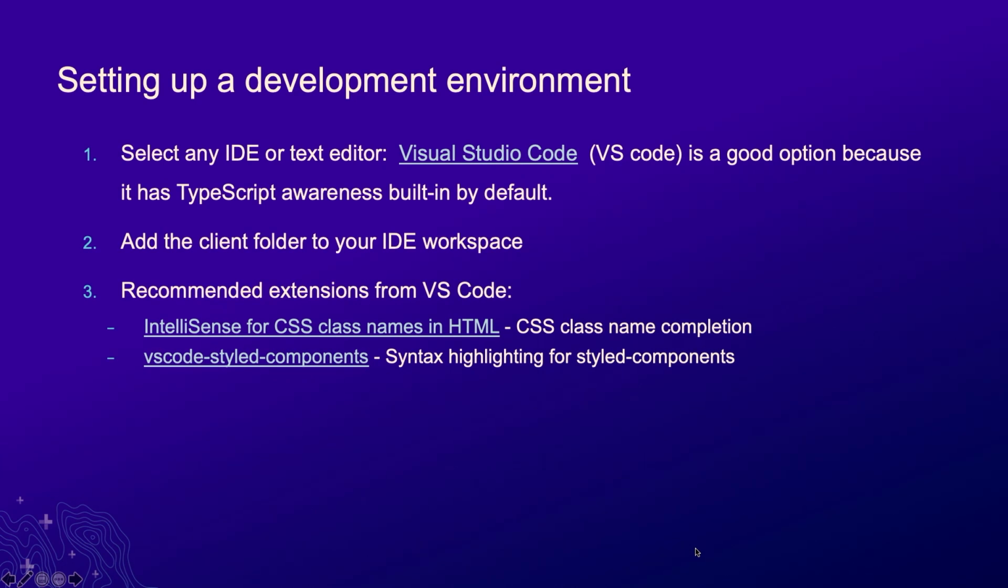And then we also recommend these extensions for Visual Studio Code. The first one's IntelliSense for CSS class names. This basically allows you to do CSS class name completion. And the last one we also recommend is the vscode-styled-components, and that's used for syntax highlighting for styled components.